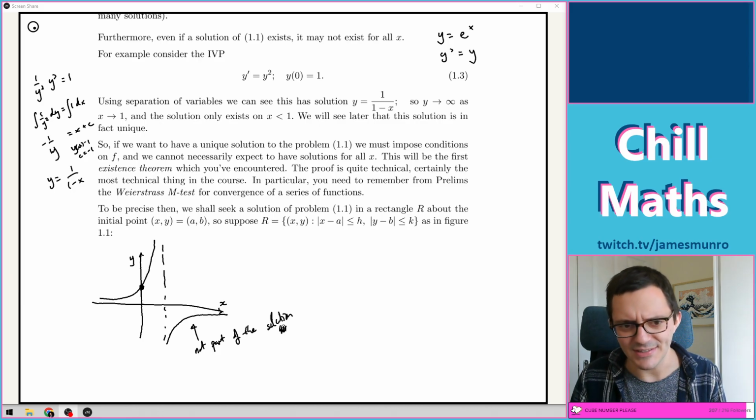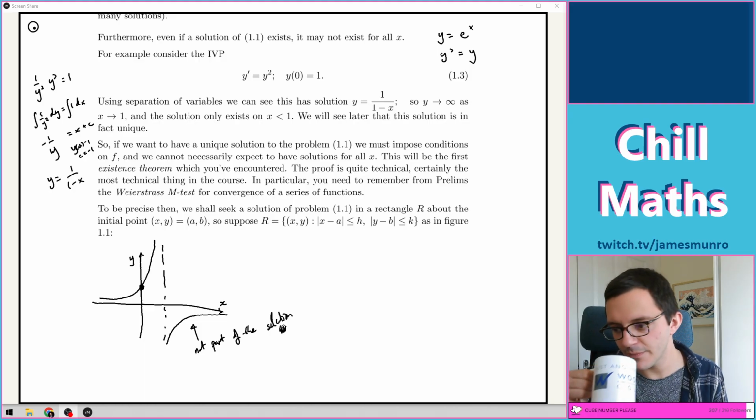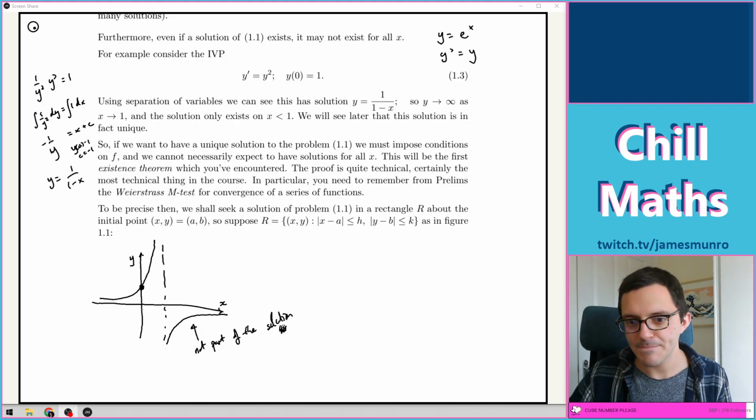But what people actually say is that the solution only exists on a particular region, which stops just before you get to 1. You cannot include 1 in your solution. Right.